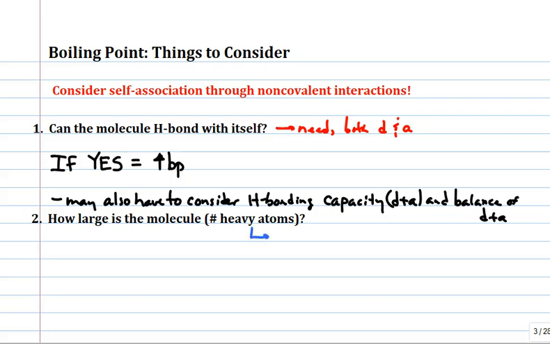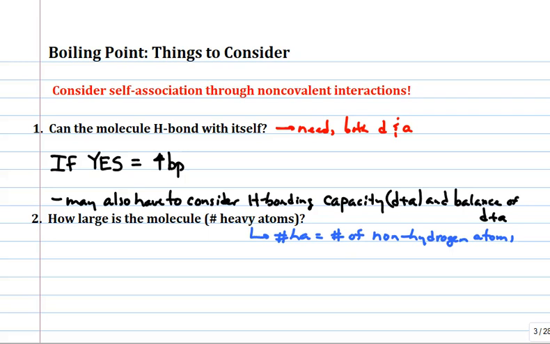And the number of heavy atoms is the number of non-hydrogen atoms. This is a rough measure of how large a molecule is. It's also a rough measure of the extent of dispersion forces that can exist between two like molecules. So how large is the molecule?